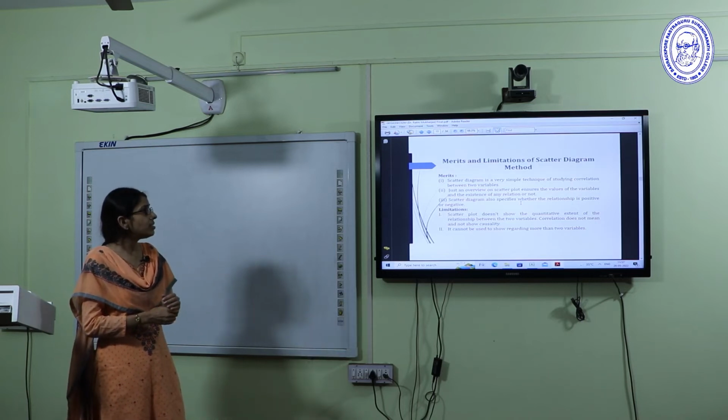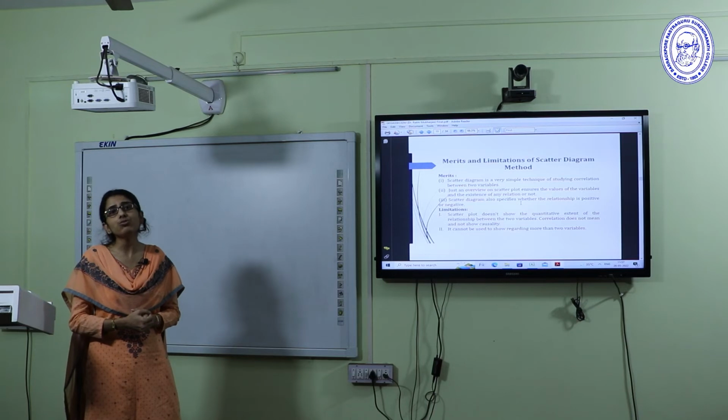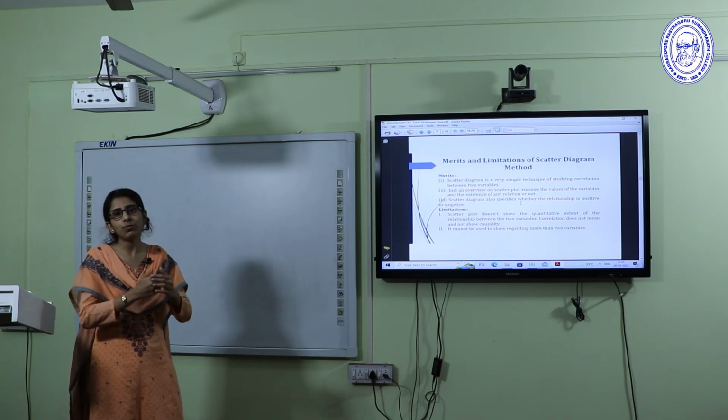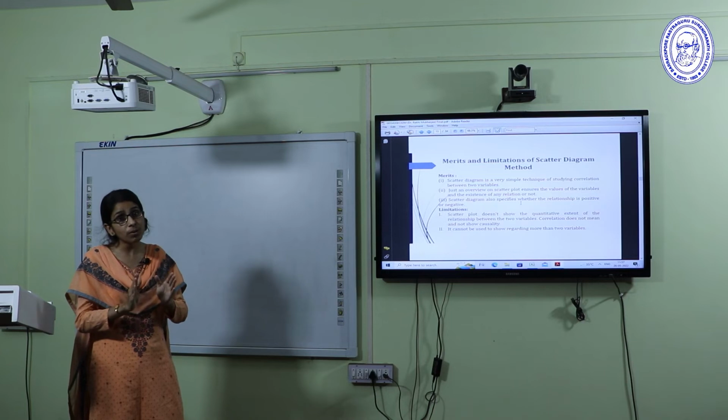And the third one is that it cannot be used to show more than two variables. That is, it is a bivariate plot which is only associated with two variables which must be quantitative in nature.